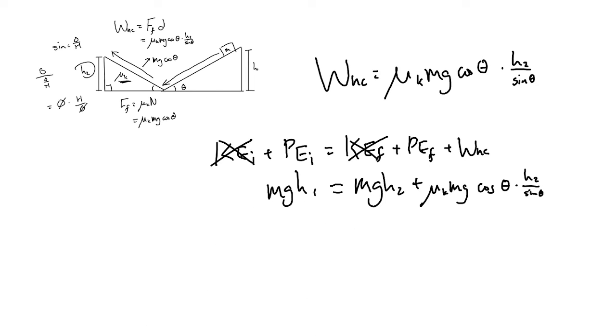But back to the problem. We're trying to solve for h2, so we can factor this out. We can also cross out all of these mg's, and we can factor out these h2's. So our h1 is going to be equal to h2 times 1 plus our mu k cosine theta divided by our sine theta.